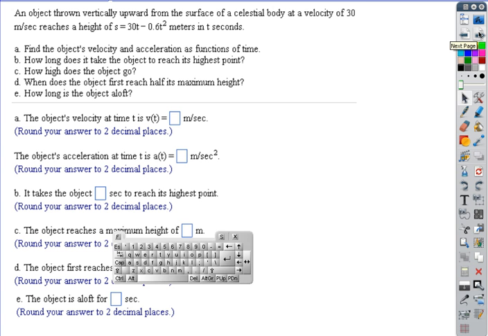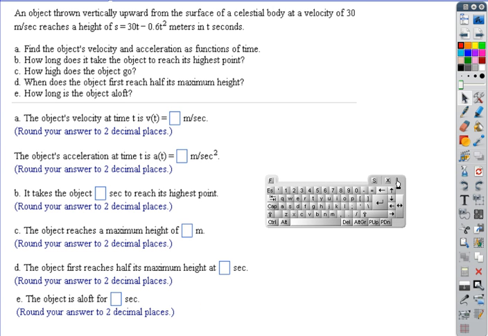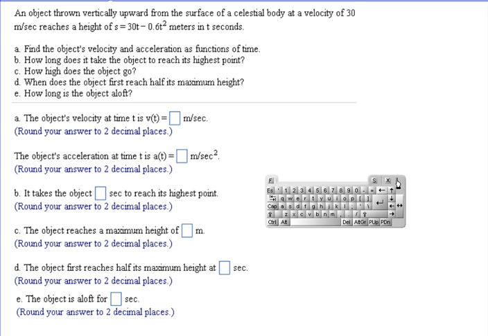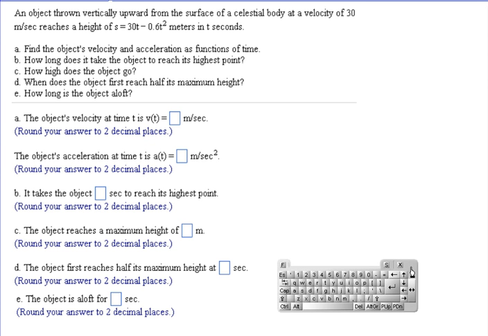Okay, so an object thrown vertically upward from the surface of a celestial body at a velocity of 30 meters per second reaches a height of s equals 30t minus 0.6t squared meters in t seconds. So find the object's velocity and acceleration as functions of time. Okay, no big deal. That's what we just did.